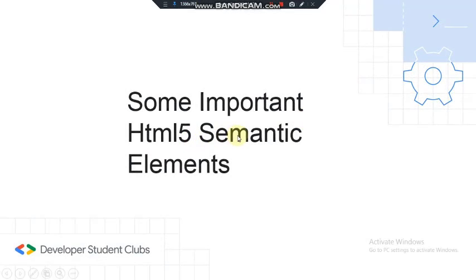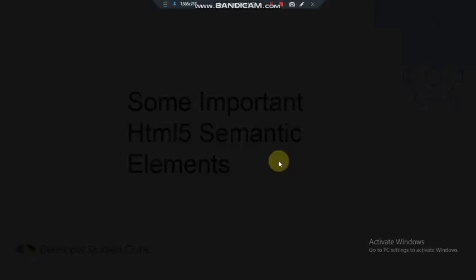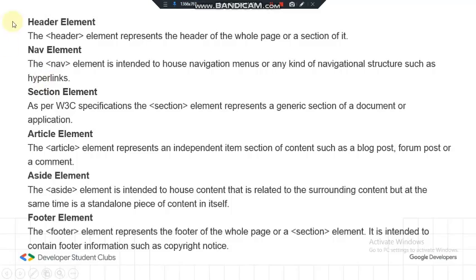So we'll be using some important HTML5 semantic elements. Let's go through them. The first one is the header element. The header element represents the header of the whole page or a section of it. The part of a front end which is used at the top of the page is called the header, and the header tag is used to add a header section in web pages. So I think it is clear. The top of the web page is called the header, and the header tag is used to create one.